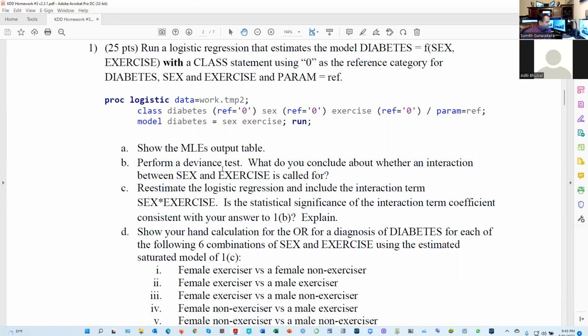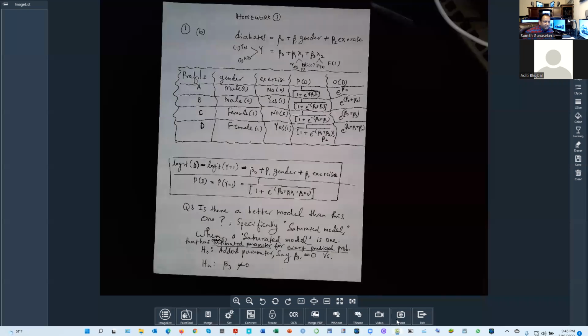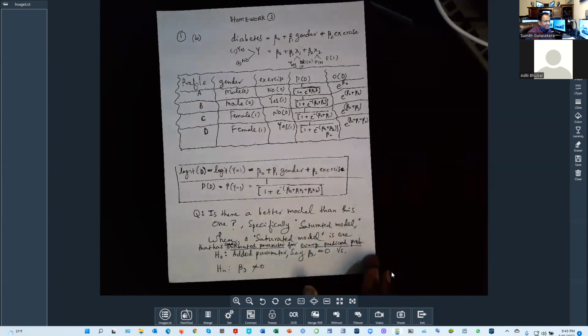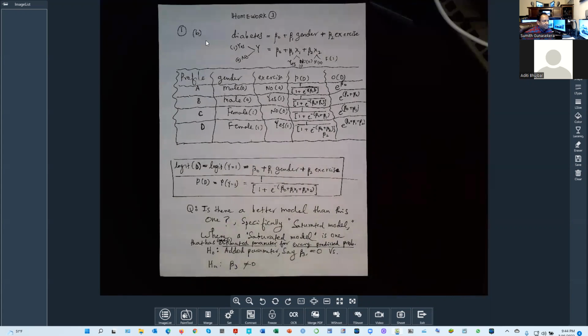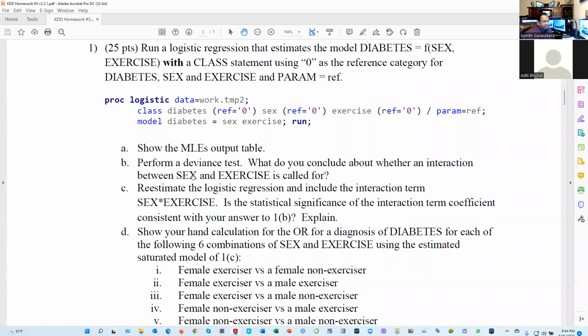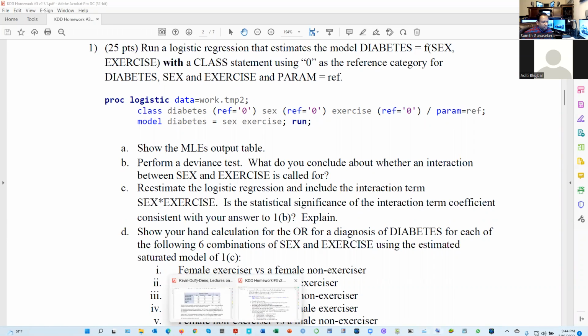Then I'm going to show you something here. Part B means perform a deviance test. Perform means you have to describe it too, plus you can perform it. Is there a better model than this one? This is what's going to happen when you set up 1B. This is the model: diabetes being given by gender and exercise.